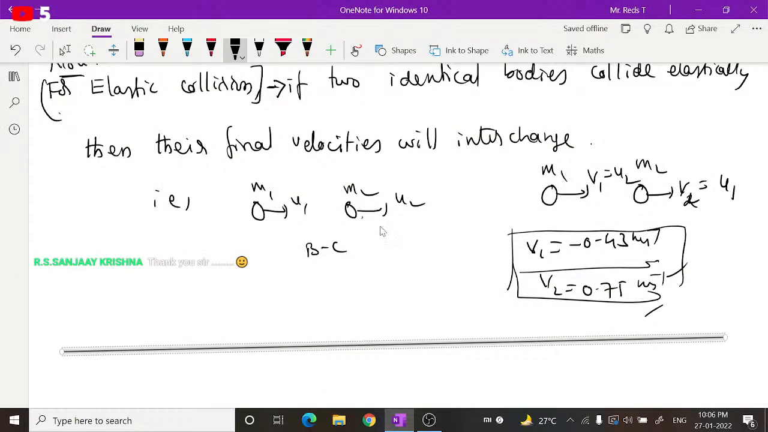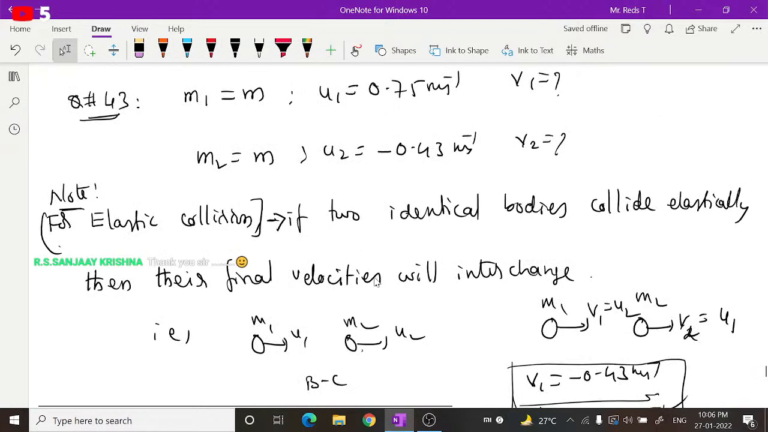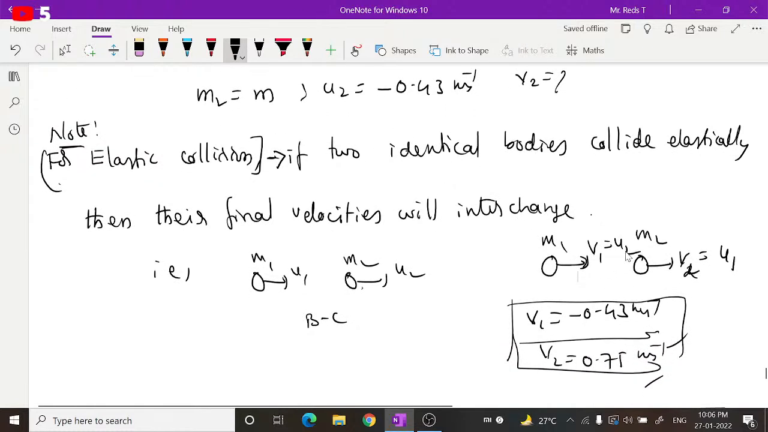Yes, guys. As the network was disconnected for a few seconds, I would like to repeat this solution once again. If two identical bodies collide elastically, then their final velocities will interchange. That means the final velocity of the first body will become the initial velocity of the second one, and the final velocity of the second body will be the initial velocity of the first one. So here the initial velocities u1 and u2 are given as 0.75 and minus 0.43. So v1 will become u2, that is minus 0.43, and v2 becomes u1, that is plus 0.75 meter per second. That's it.